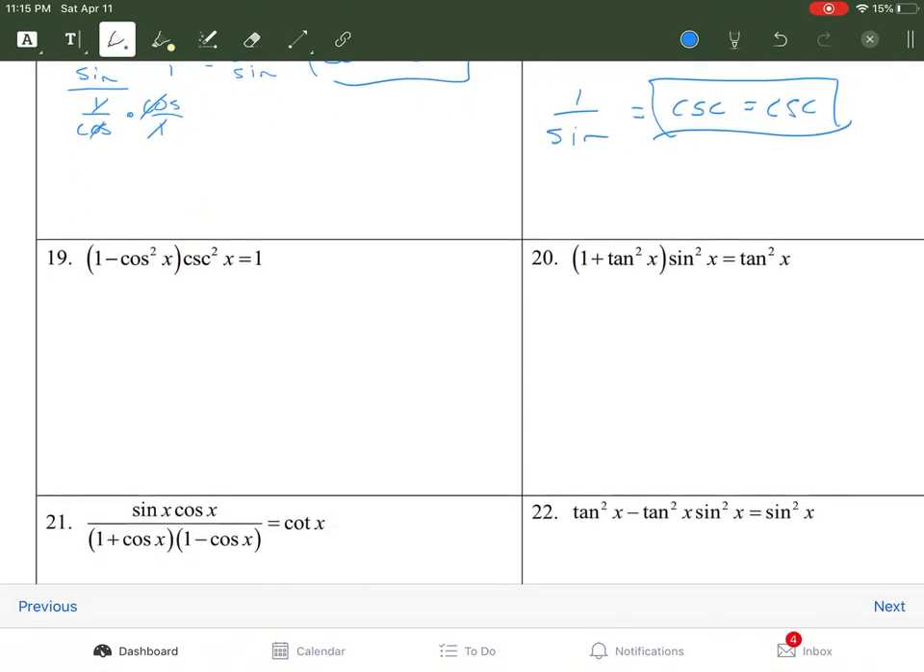Okay, if you look at your formula sheet, 1 minus cosine squared is a Pythagorean identity. That equals sine squared. Times cosecant squared is 1 over sine squared. And sine squared will cancel. You're left with 1, which equals 1.